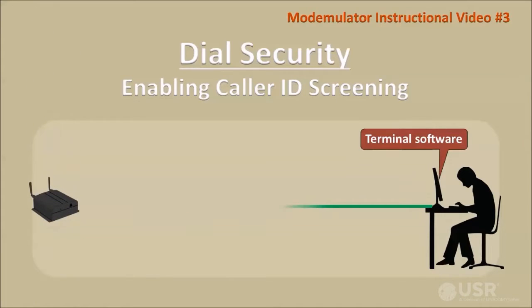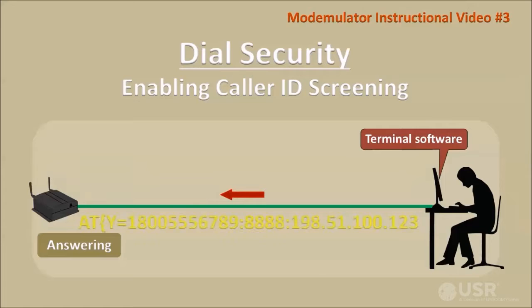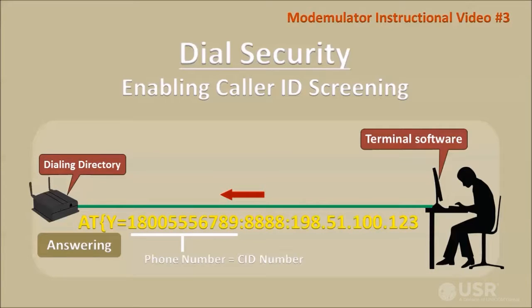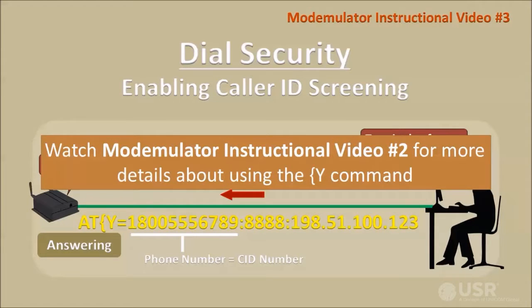Next, connect the terminal to the answering modemulator. Use the brace Y command to put an entry into the dialing directory of the answering modemulator. The phone number must match the caller ID number that was entered into the originating modemulator. For more details about using the brace Y command, watch Modemulator Instructional video number 2.